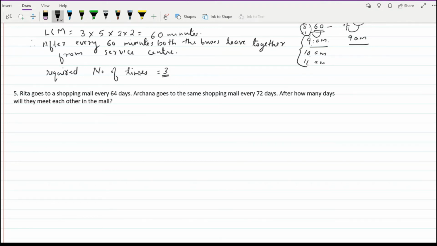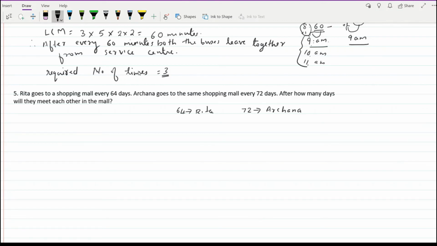Rita goes to the shopping mall every 64 days. So after every 64 days, Rita is going to the shopping mall. This is the case of Rita. At the same time, after every 72 days, who is going? Archana. Archana is going after every 72 days, it is given. But our question is after how many days will they meet each other in the mall?